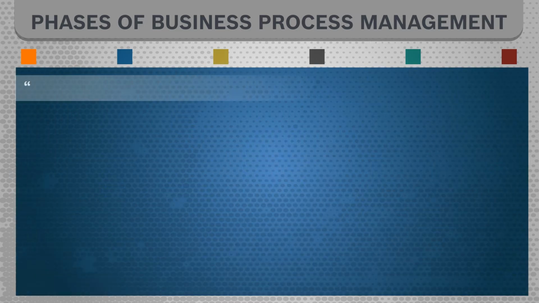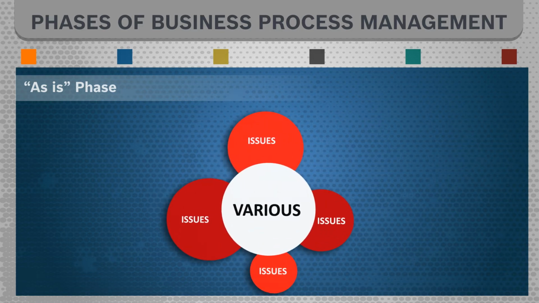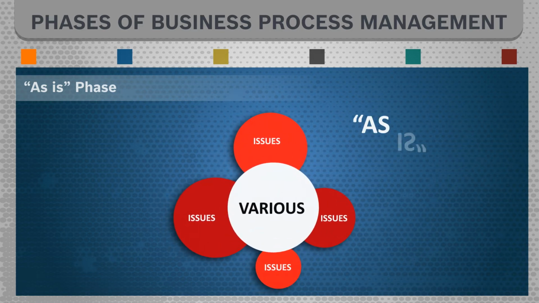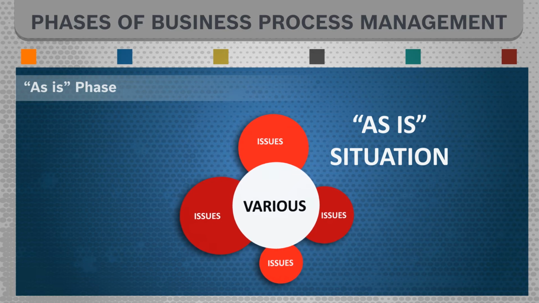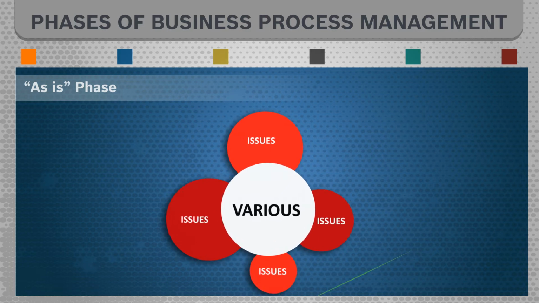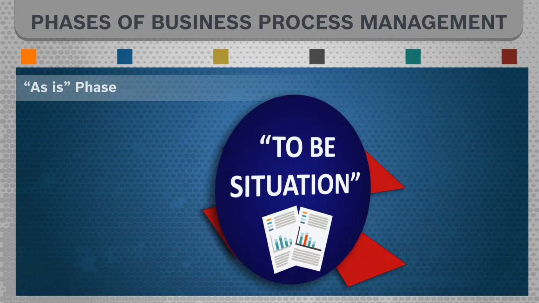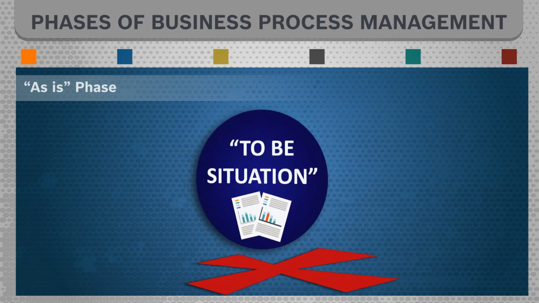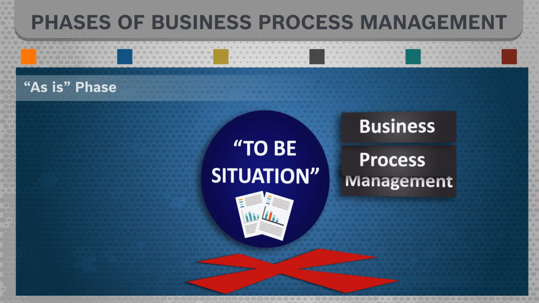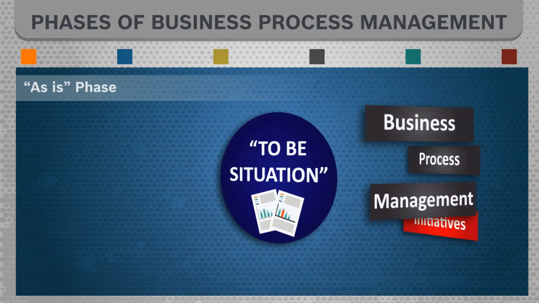Phase 2. As-is phase. During this phase, various issues need to be addressed to determine the as-is situation regarding business process management. Once this phase has been completed, it will not have to be done again, as the to-be situation becomes the as-is in future business process management initiatives.